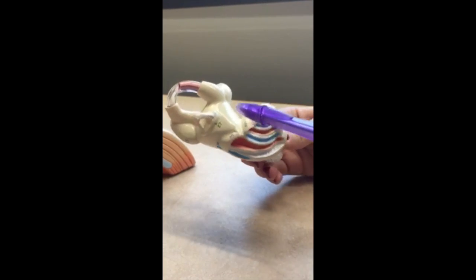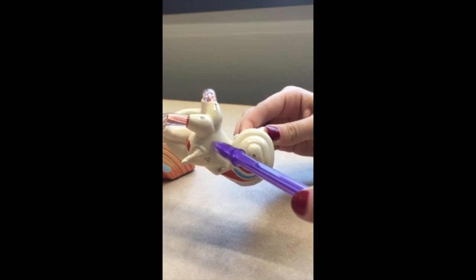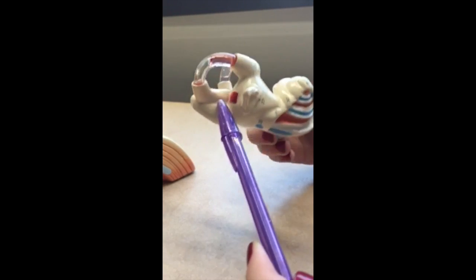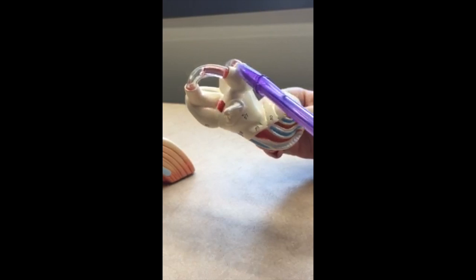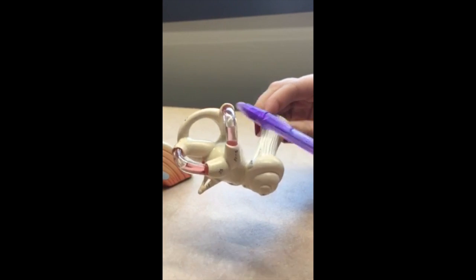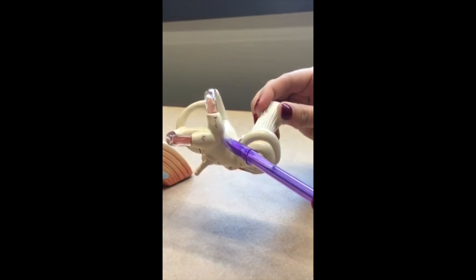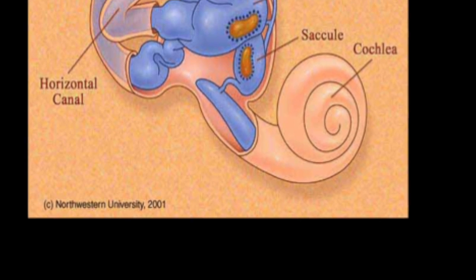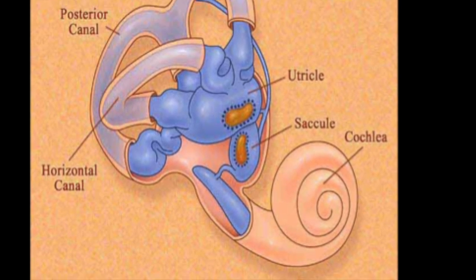Next, we'll talk about the other important portion of our inner ear, the vestibular system. The vestibular system uses the fluids and organs of our inner ear to help us orient ourselves in the world around us and maintain balance. The vestibular system is made up of a utricle-saccule system and the semicircular canals.